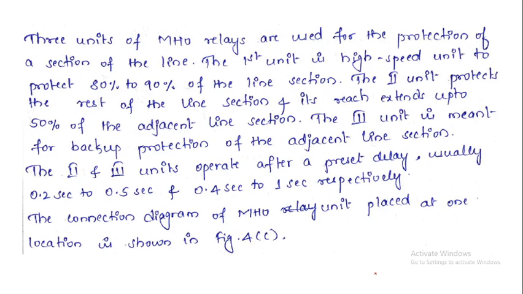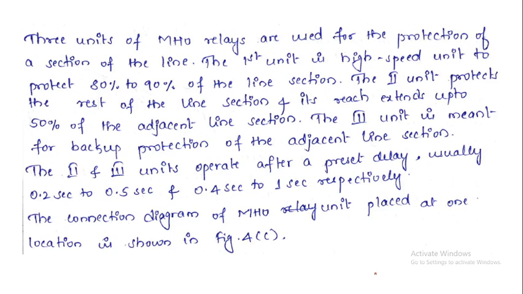The 3 units of Mho relays are used for the protection of a section of the line. The first unit is a high speed unit to protect 80% to 90% of the line section. The second unit protects the rest of the line section and its reach extends up to 50% of the adjacent line section. The third unit is meant for backup protection of the adjacent line section. The second and third units operate after a preset delay, usually 0.2 seconds to 0.5 second and 0.4 second to 1 second respectively. So these we have already discussed in the previous lecture for the impedance relay.